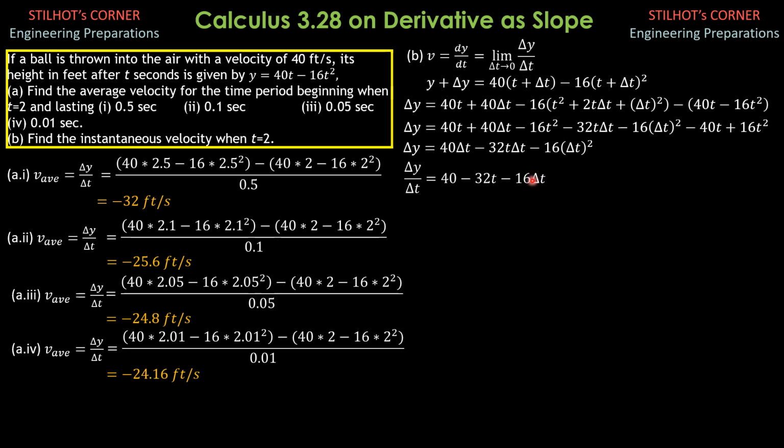So the limit of this as delta t approaches 0 is the derivative of y with respect to t, and that's the expression for the instantaneous velocity. So v, which is dy/dt, is equal to 40 minus 32t. So when t is 2 seconds, v is 40 minus 32 times 2, so v is equal to negative 24 feet per second. So that's it for this video.